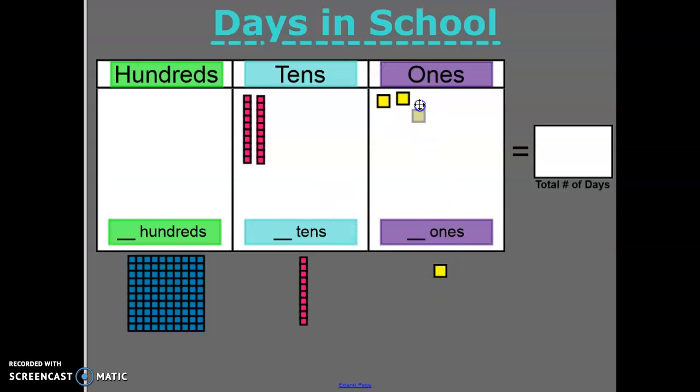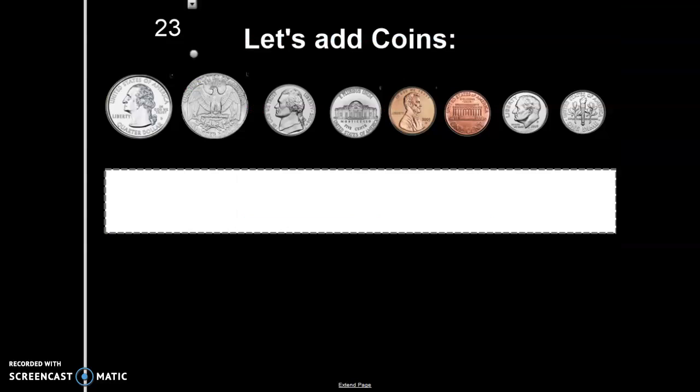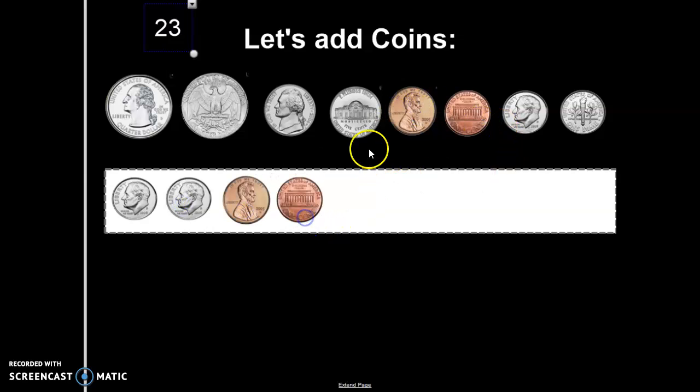Let's add another unit to figure out how many days we've been in school. I still have 2 groups of 10 and 3 ones. So 23. Let's make 23 cents. Here we go. 10, 20, 21, 22, 23.